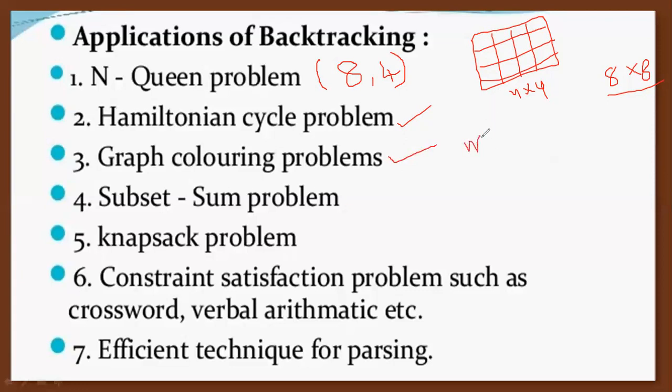Another name for the graph coloring problem is the M coloring problem. Graph coloring problem and M coloring problem are the same. Here M means the number of colors. The next important application is the sum of subset problem. The sum of subset problem is also solved by using the backtracking technique. Another important application which can be solved through backtracking is the knapsack problem.